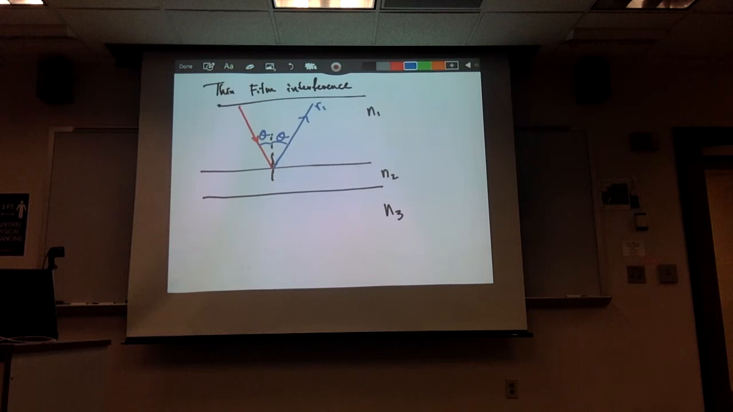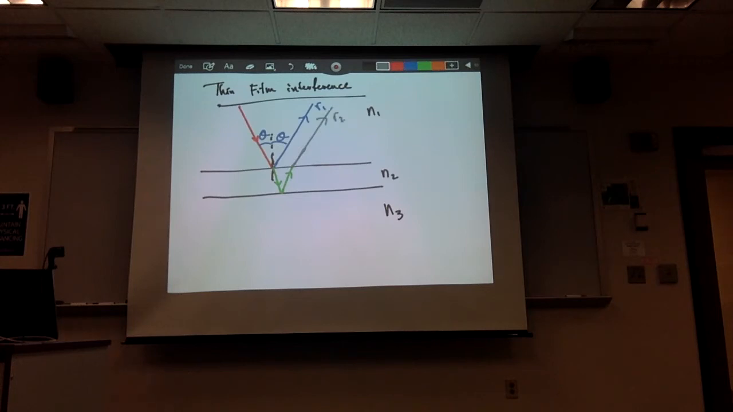But part of that is going to be transmitted. That part that's transmitted is going to come down and strike this surface here. Part of it is going to be reflected back off in this direction, and then it's going to be transmitted through this boundary and come back in this direction. Let's call that ray 2.